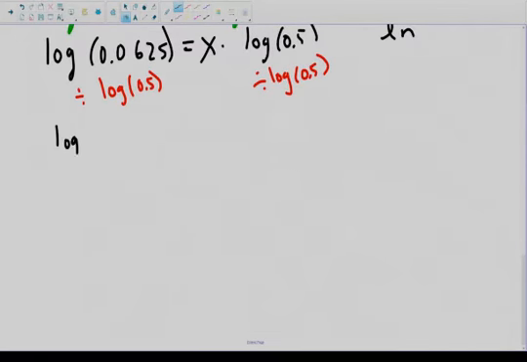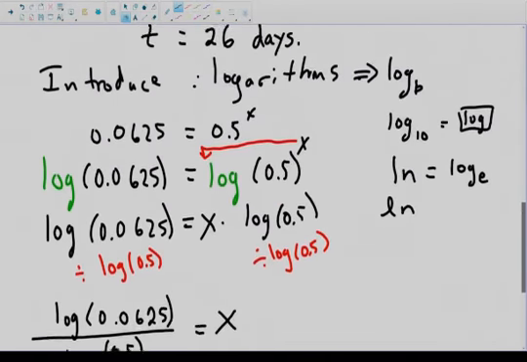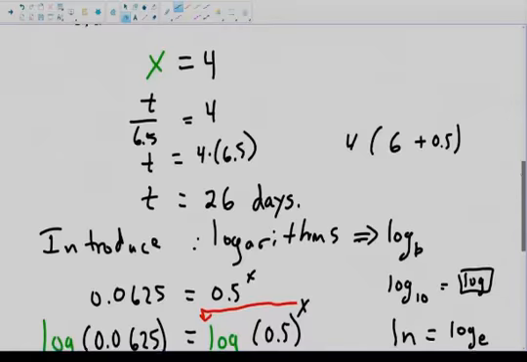So log of 0.0625 divided by log of 0.5 equals x. Now we already know that the answer for x is supposed to be 4.